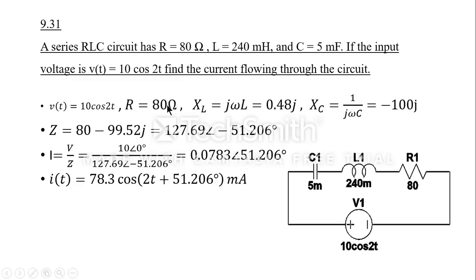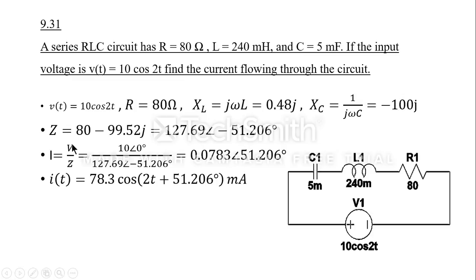Resistance is equal to 80 ohms. And then the inductance value can be found using j omega L, which is equal to 0.48 j. And then the capacitance value can be written as 1 by j omega C, which is equal to minus 100 j. Now the total impedance is the sum of the impedances, which is equal to 80 minus 99.52 j. When we convert this into polar coordinates, we get 127.69 with a polar angle of minus 51.206 degrees.